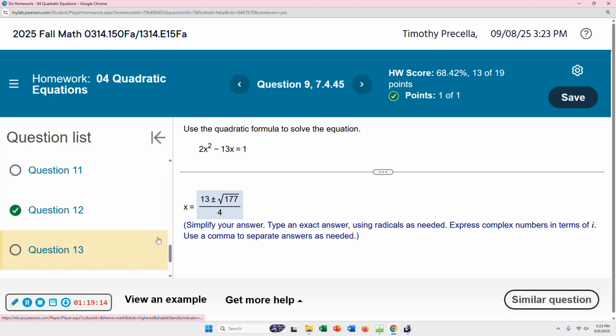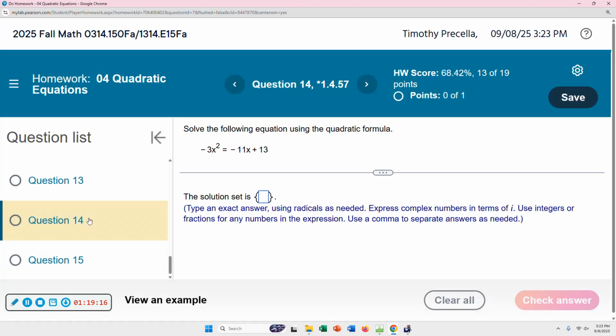Number 14. Okay. Negative 3x squared is equal to negative 11x plus 13. Negative 3x squared equals negative 11x plus 13.